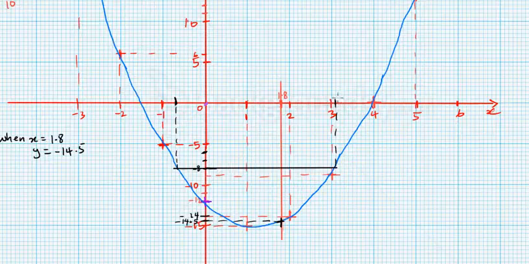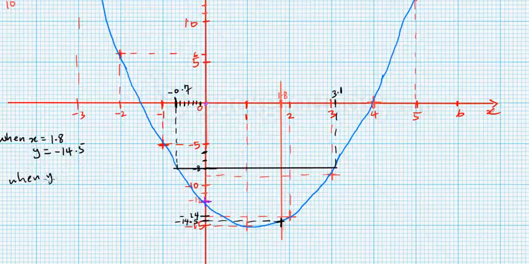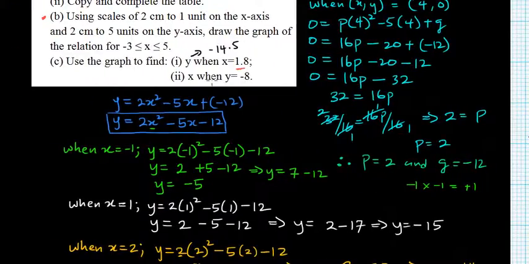So this point here is 3.1. This point here, since one box represents 0.1, is going to be minus 0.1, minus 0.2, minus 0.3, minus 0.4, minus 0.5, minus 0.6, minus 0.7. So it means when y is equal to minus 8, x is equal to minus 0.7, and x is equal to 3.1. That answers the second part. So that's all.